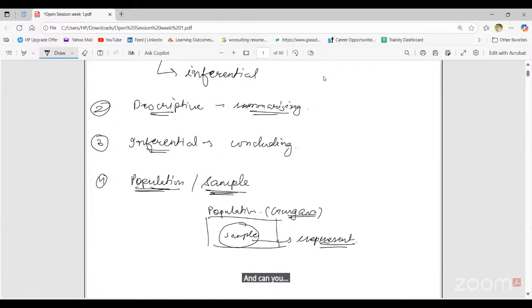Ma'am, can you go into detail on inferential, with more examples? I'm not clear with the inferential type thing.